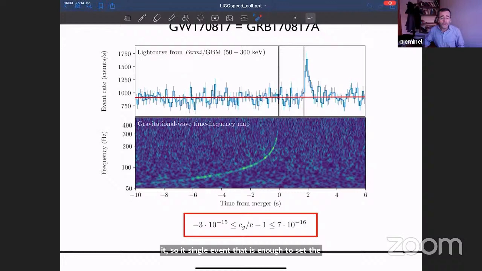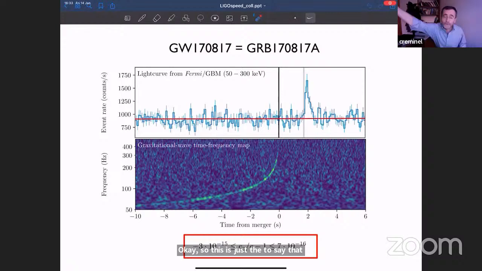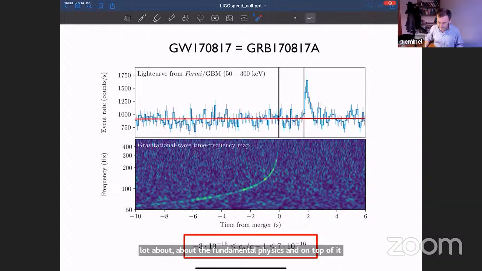So we didn't know much. I will come back to this in a second, but we didn't know much about the value of the speed of gravitational waves, while after this event, we have very nice constraints. Okay, so this is just to say that we're learning a lot about fundamental physics, on top of astrophysics, of course, and general relativity.